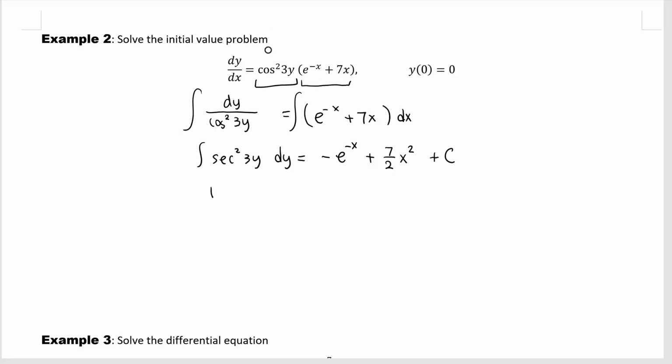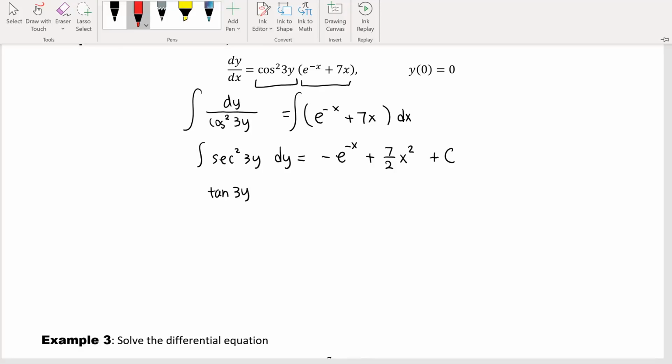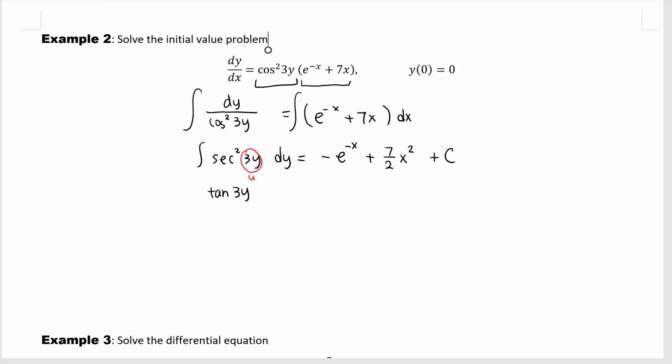That is tangent, right? So it's tangent 3y, but because of the u substitution, your u is actually 3y. So let me use a different color to indicate. So this is like our u. du is 3 dy, but you need to put the 1/3 in front of it. So that's why the integral is 1/3 tangent of u. Okay, let's continue. So we have minus e to the minus x plus 7 over 2 x squared plus c.